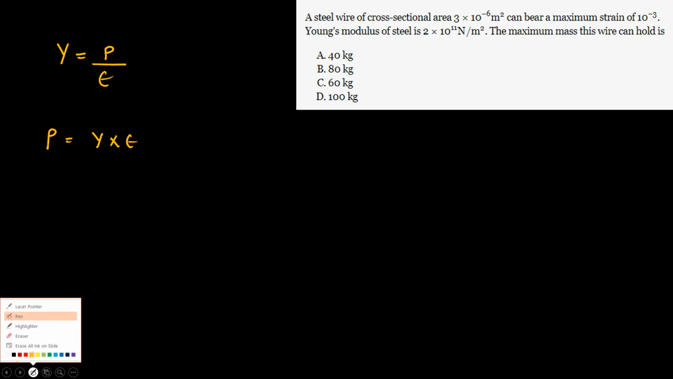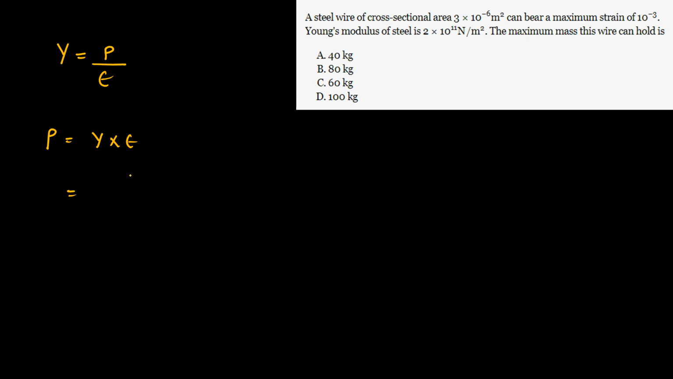Now I will find out these values first. Young's modulus is already given to you. Is it given to you over here? 2 multiplied by 10 raised to the power of 11 Newton per meter square. And what is your epsilon? It is 10 raised to the power of negative 3. 11 minus 3 is 8. So what is going to be your sigma? The value of sigma is 2 multiplied by 10 raised to the power of 8. Again, it will be Newton per meter square.